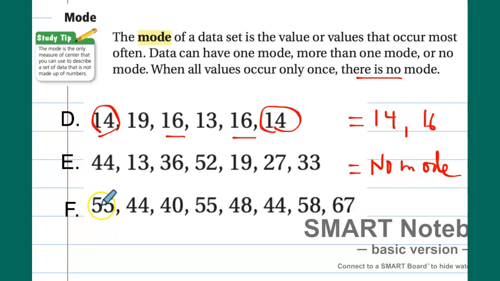So for letter F, 55, 44, 40, 55, 48, 44, 58, and 68. I see 55 twice. I see 44 also twice. All right, so what else? Did we see anything? So 55 and 44. If there are 2, you're going to write 2. Unless I missed one. No, okay, so we're going to have 44 and 55. Most of the time there is only one mode, but in this case we have 2 for both examples.